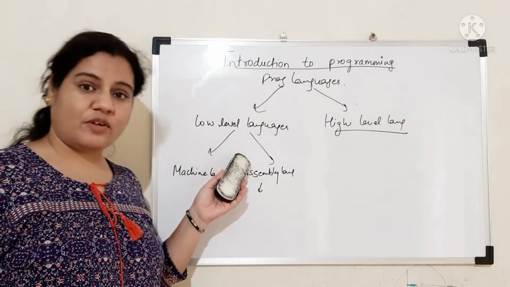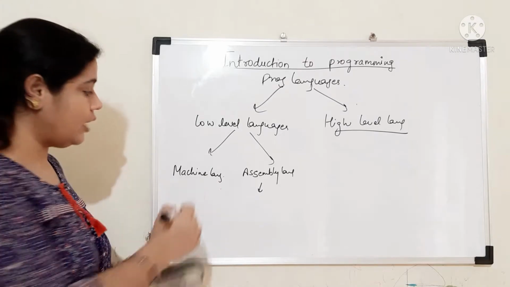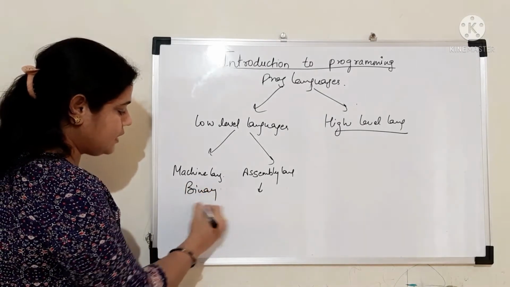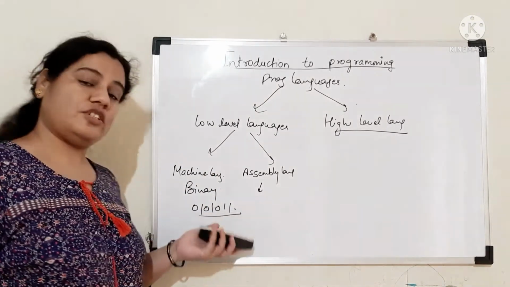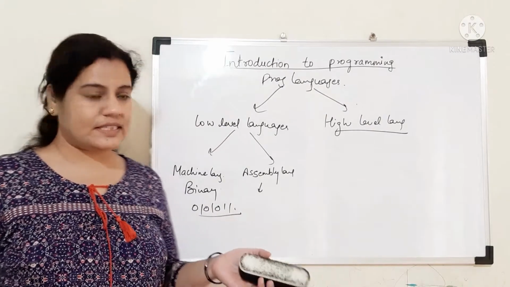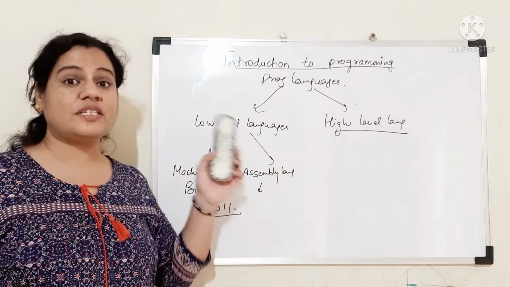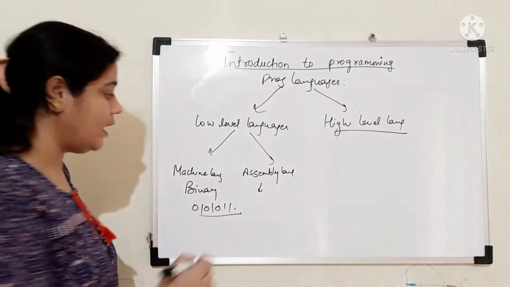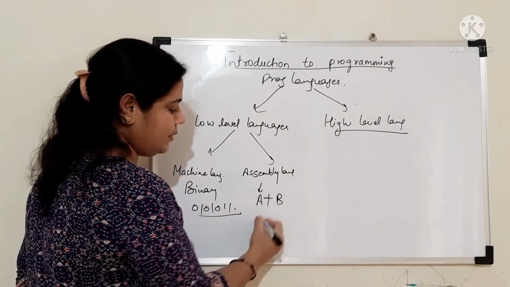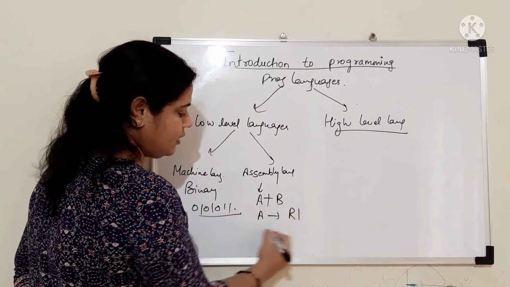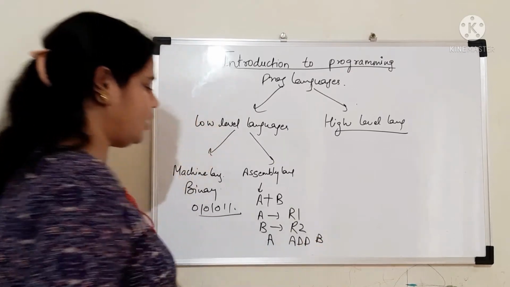Low level languages are basically very close to the hardware, like machine language or binary language, which is in the form of zeros and ones. If it is in zeros and ones, then the computer can easily understand this language. Second is assembly language, which partially uses the hardware to write the program. Like if you want to add two numbers A and B, then you have to store A in a register and add B.